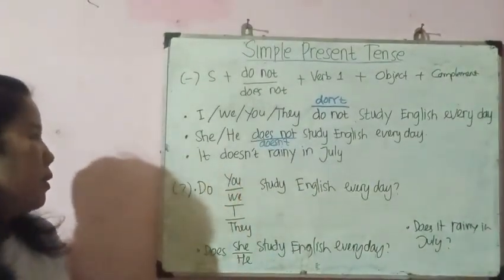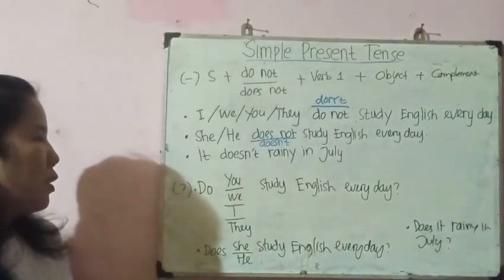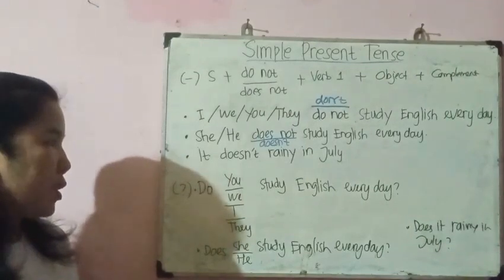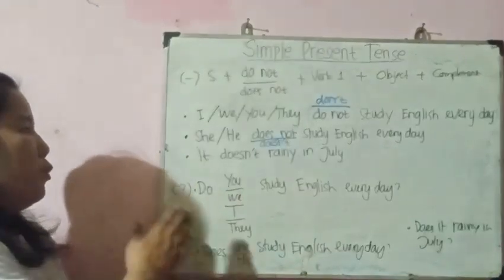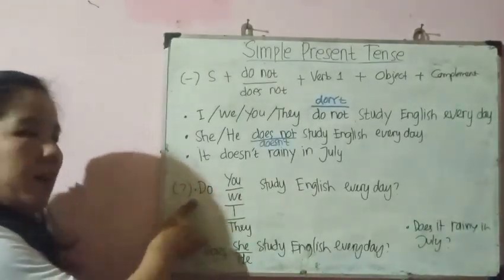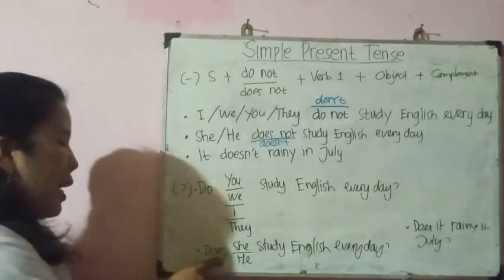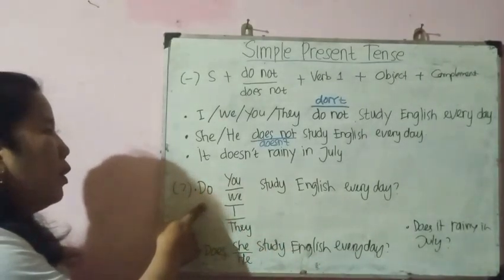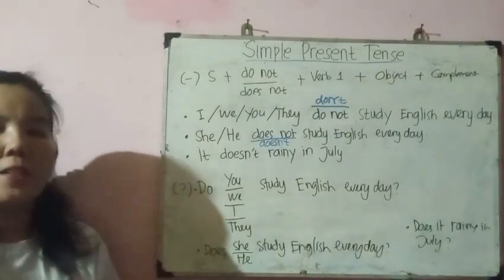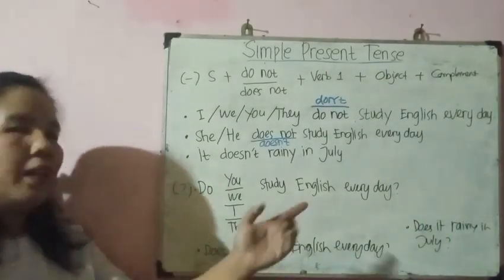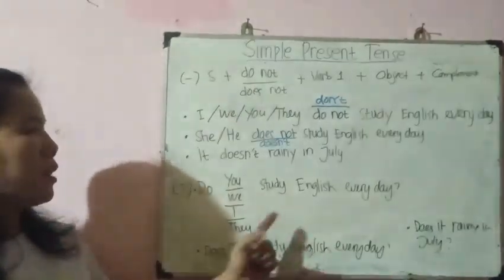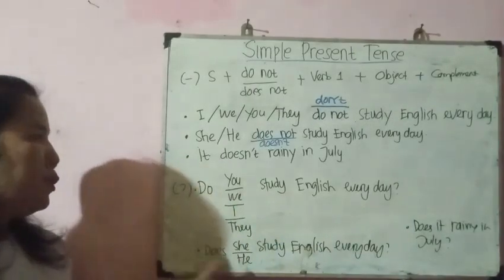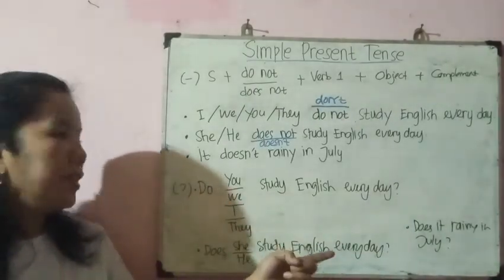Next, we make it into an interrogative or question sentence. We put do and or does in front of the sentence. For example, do you study English every day? Do we study English every day? Do I study English every day? Do they study English every day?